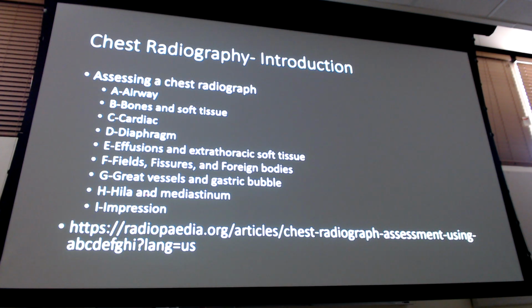Then I'll go into my great vessels and gastric bubble for G. Great vessels, I mean the aorta, the pulmonary vasculature, all that stuff at the top of the heart. Those are my great vessels. Then I'll go into my hila and mediastinum, because the hila are within the mediastinum, so that's why those are together. And then last but not least, my impression. What is your read? What is your impression of the film? After you've looked at everything, what do you think is going on?